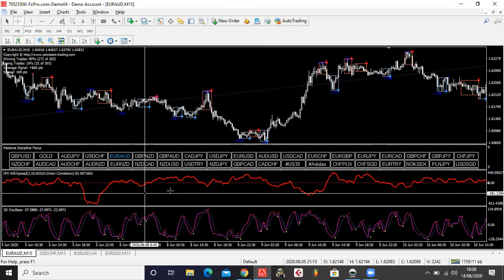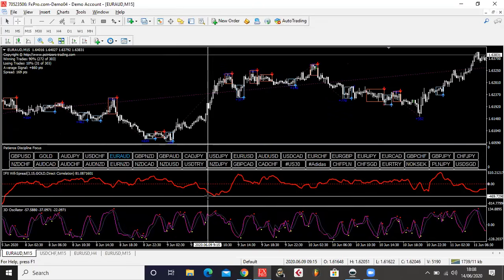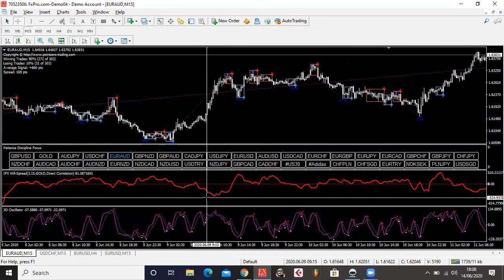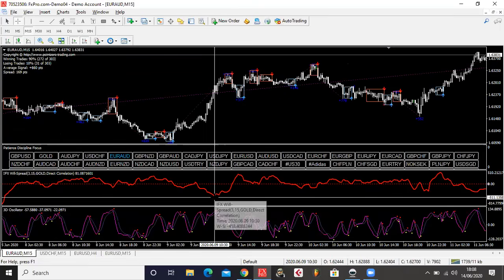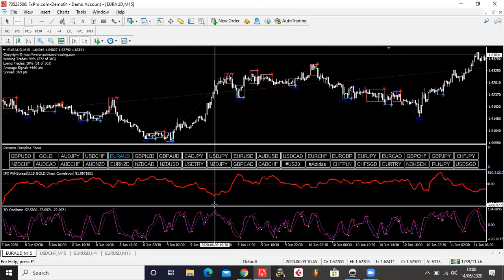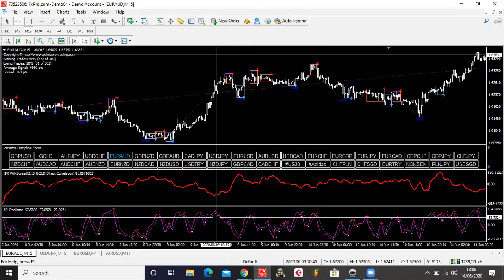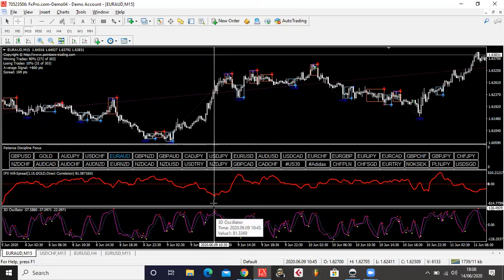This is where I looked at earlier. So let's say you want to pick, I don't know, let's just pick a random point. Let's say we want to pick here, for example, when the market stretched out, right? Now look at what happened right here. See, this gives a sell right here, and this gives a sell right here.